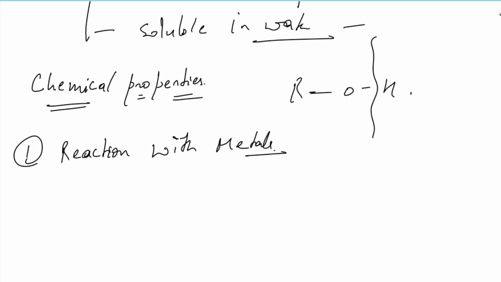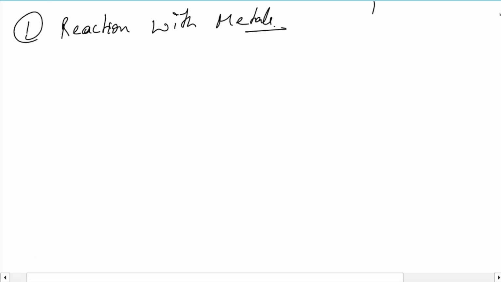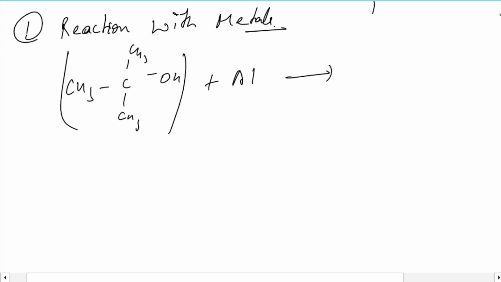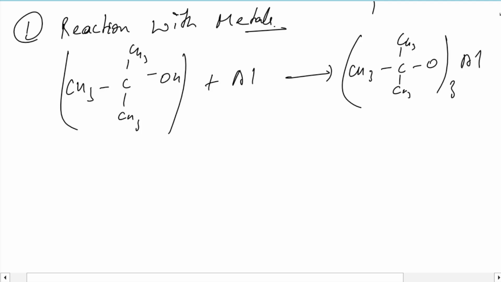If I talk about reaction with metals, nearly all alcohols react with metals to yield alkoxides, like CH3-C-CH3, tert-butyl alcohol, when reacted with aluminium, will yield (CH3)3C-O whole thrice Al, tributoxy aluminium, along with 3 hydrogen, 2 molecules.